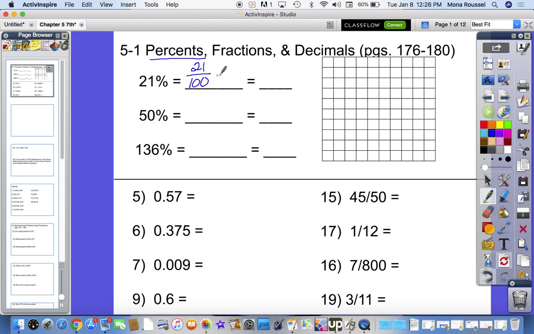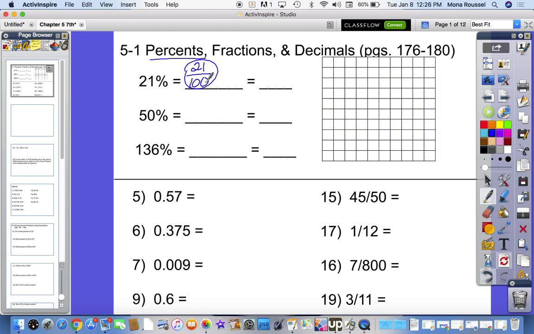And anytime we write fractions, we want to make sure we put the answers in simplest form, or we want to reduce them. So we ask ourselves, is there anything that can go into both 21 and 100? And since there's no number that can go evenly into 21 and 100, we know this is our simplest form reduced answer. But now we need to take this same percent, 21%, and write it as a decimal.